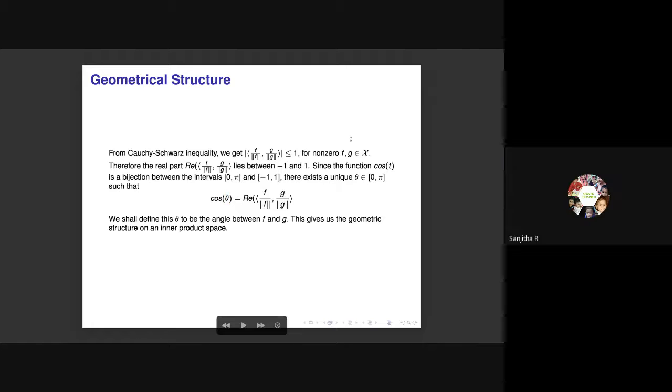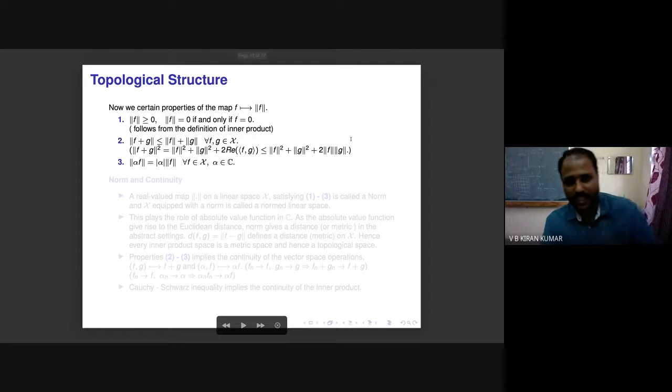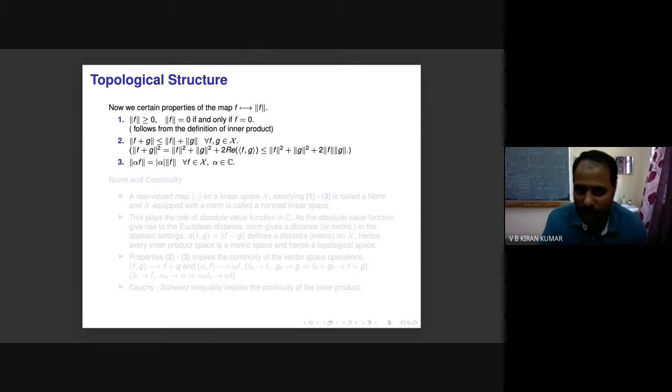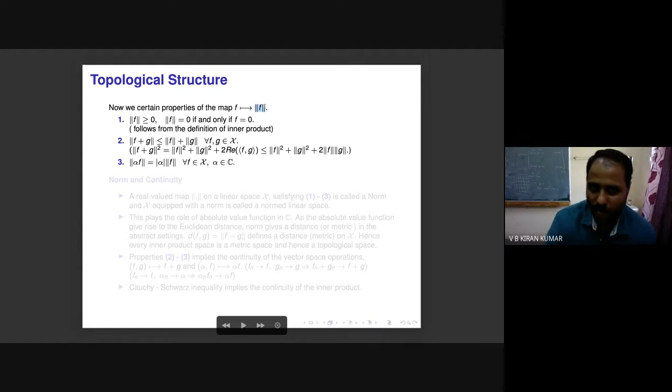Yes, sir. Now the topological structure. I mentioned that even though I denote it by norm, I did not prove that it's actually a norm. But now you can easily prove that it's a norm, because norm f is always greater than or equal to 0. These two properties are trivial because we defined it as inner product ff. So inner product ff is always greater than or equal to 0 by definition, and inner product ff equals 0 if and only if f equals 0. This follows from the definition.